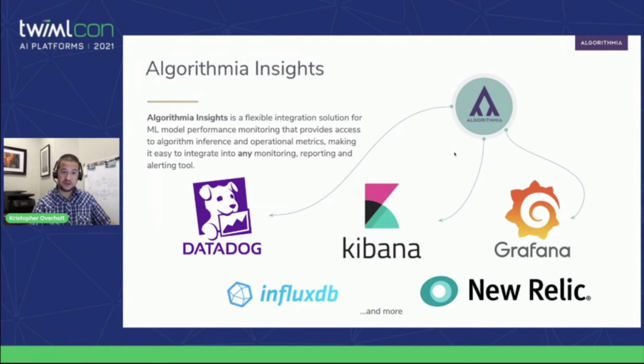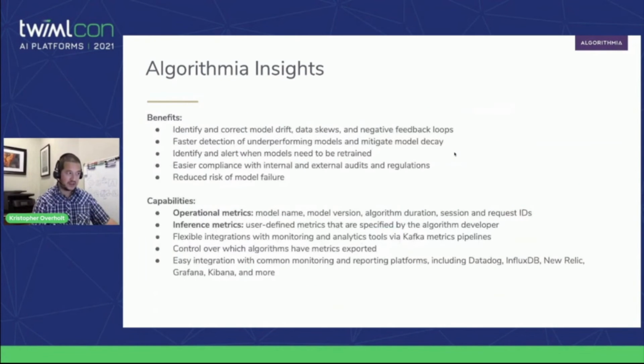In our last release, earlier this year, last year, we released something called Insights. It is a flexible integration solution for being able to monitor performance metrics and send them to systems like Datadog, Kibana, Grafana that do really well at alerting and anomaly detection and things like that. Really, this is a way to identify and correct things like model drift, data skews, negative feedback loops as they're happening, and be able to mitigate this and reduce your risk.